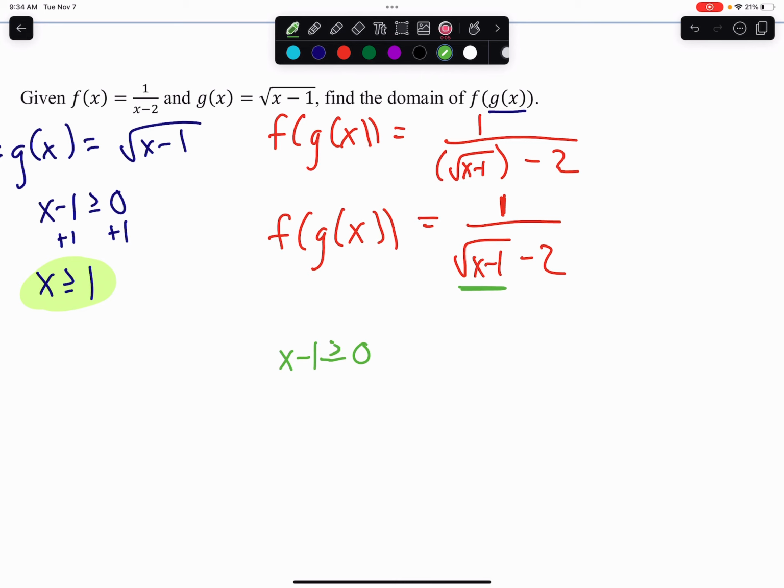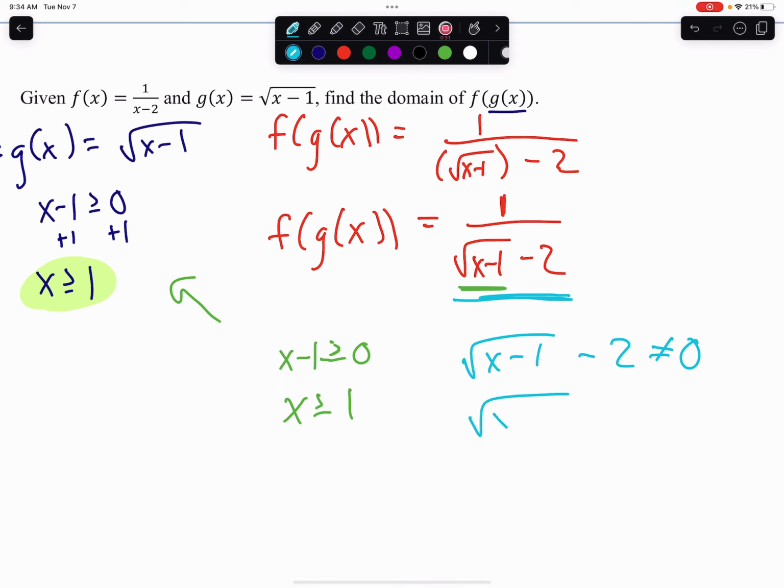For this one, you actually did all the work already over here, so you don't need to redo it, but you would just, again, get x is greater than or equal to 1. But what else can't happen? Look at the entire denominator. The entire denominator can't be equal to 0.